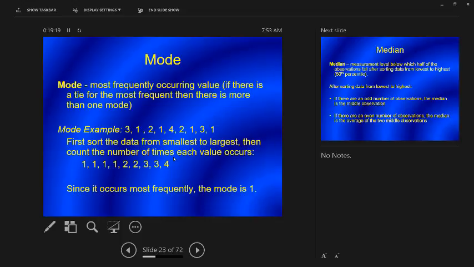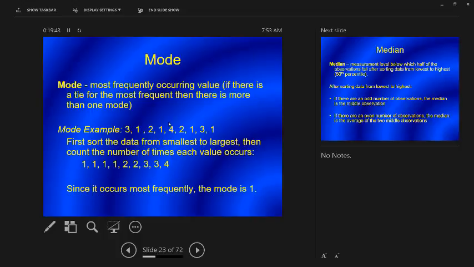So first, the mode. The mode, given some sample of data, is just the most frequently occurring value. And there can be a tie, like if some values have occurred the same number of times, like 2 occurs 4 times and 10 occurs 4 times, then they're both the mode. The value 2 and the value 10 are the mode. It's called a bimodal distribution when that happens.